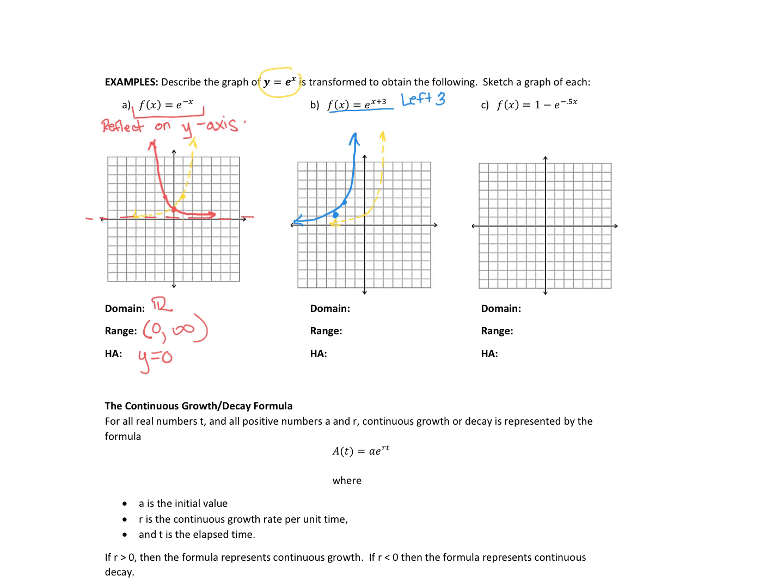The domain is still all real numbers. The range are the y values that we're going to have, so 0 to infinity. And our horizontal asymptote is again 0.